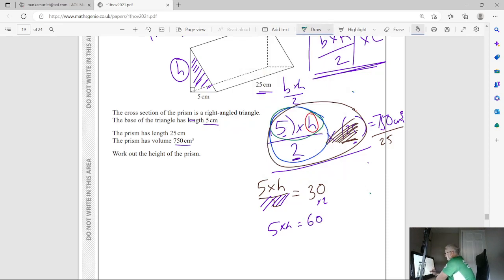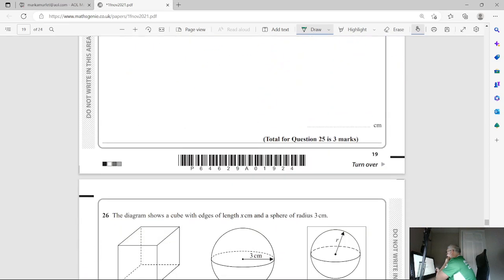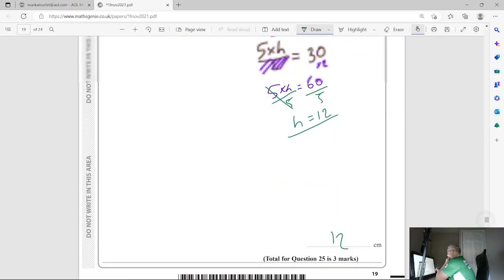And the last step, remember 5 times h is the same as 5h, so I'm dividing by 5 this time. Get rid of that. So h is going to equal, how many 5s in 60? 12. So my answer is 12 centimeters.